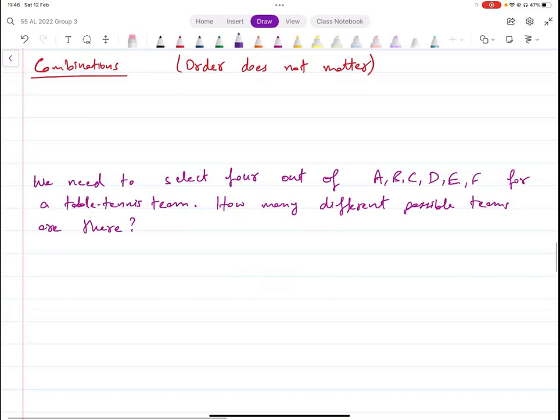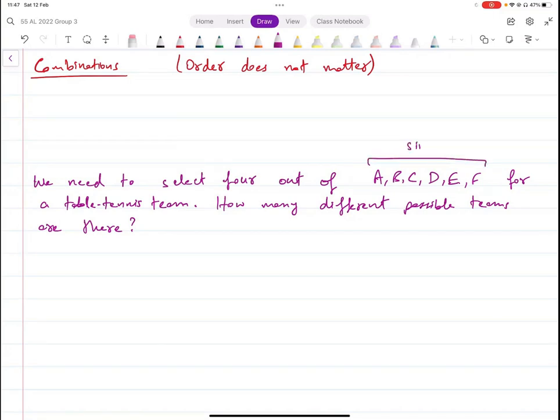Let's say we need to select four people for a table tennis team. And people come in, we don't have names. We call them A, B, C, D, E, F. We have six people in total. Out of those six people, we select four people for a table tennis team. Now, how many possible teams can we have for this?